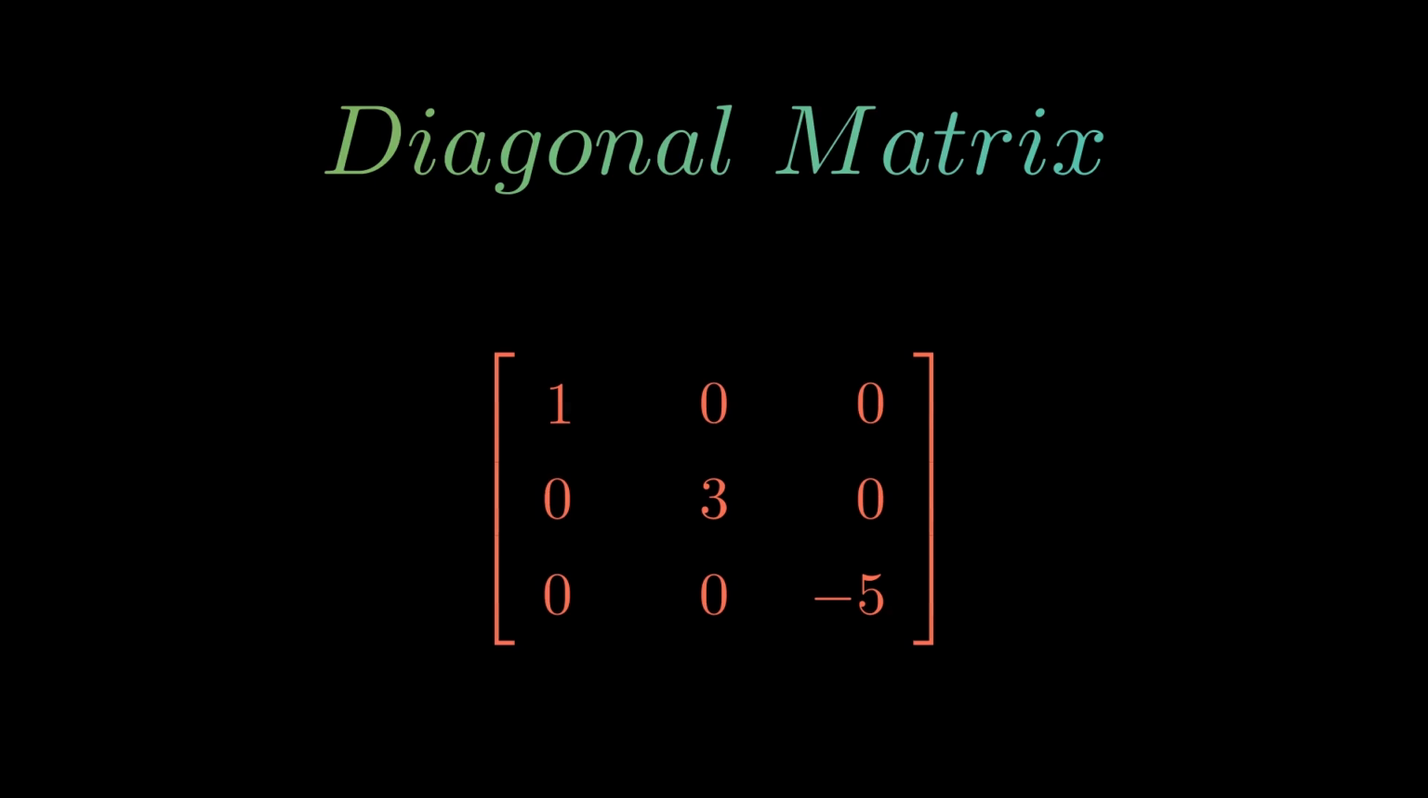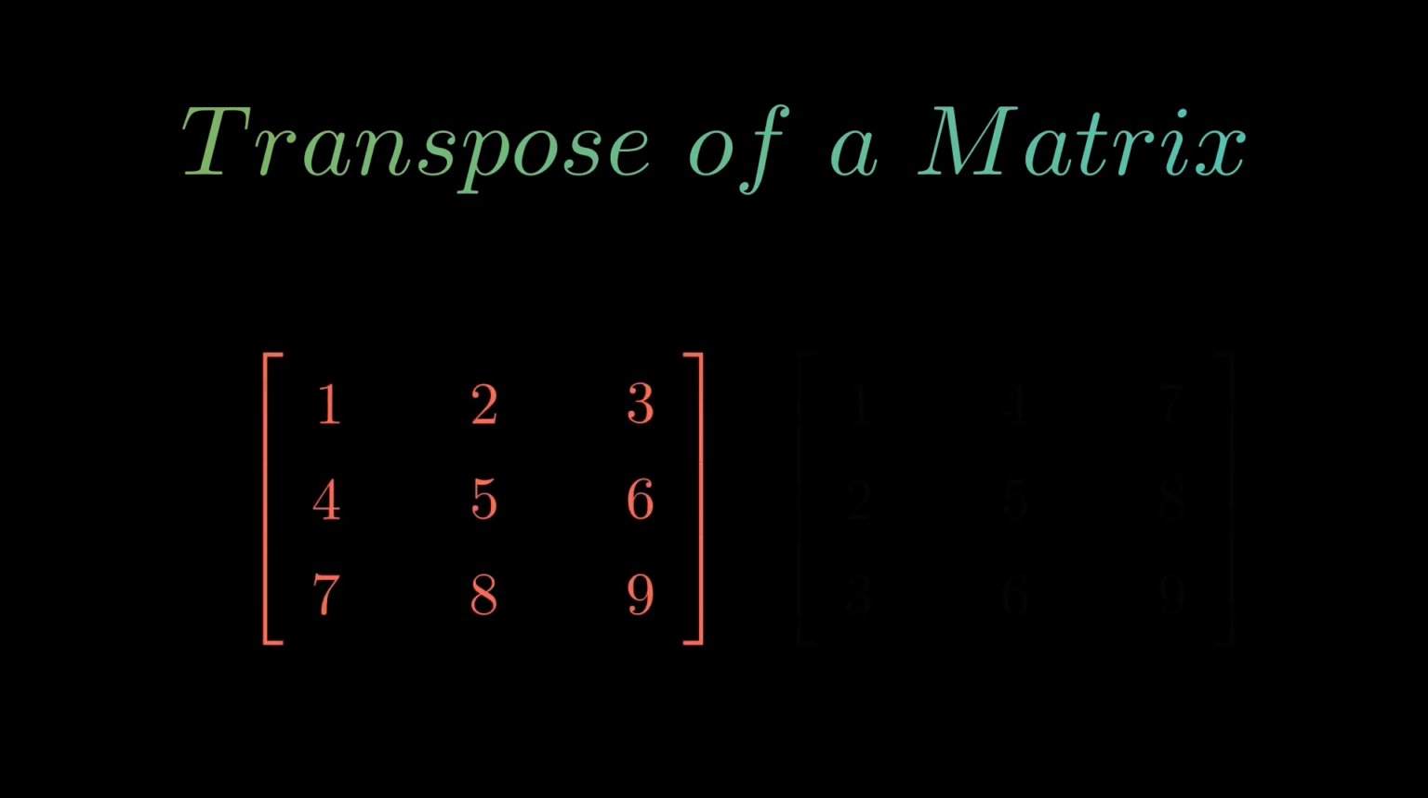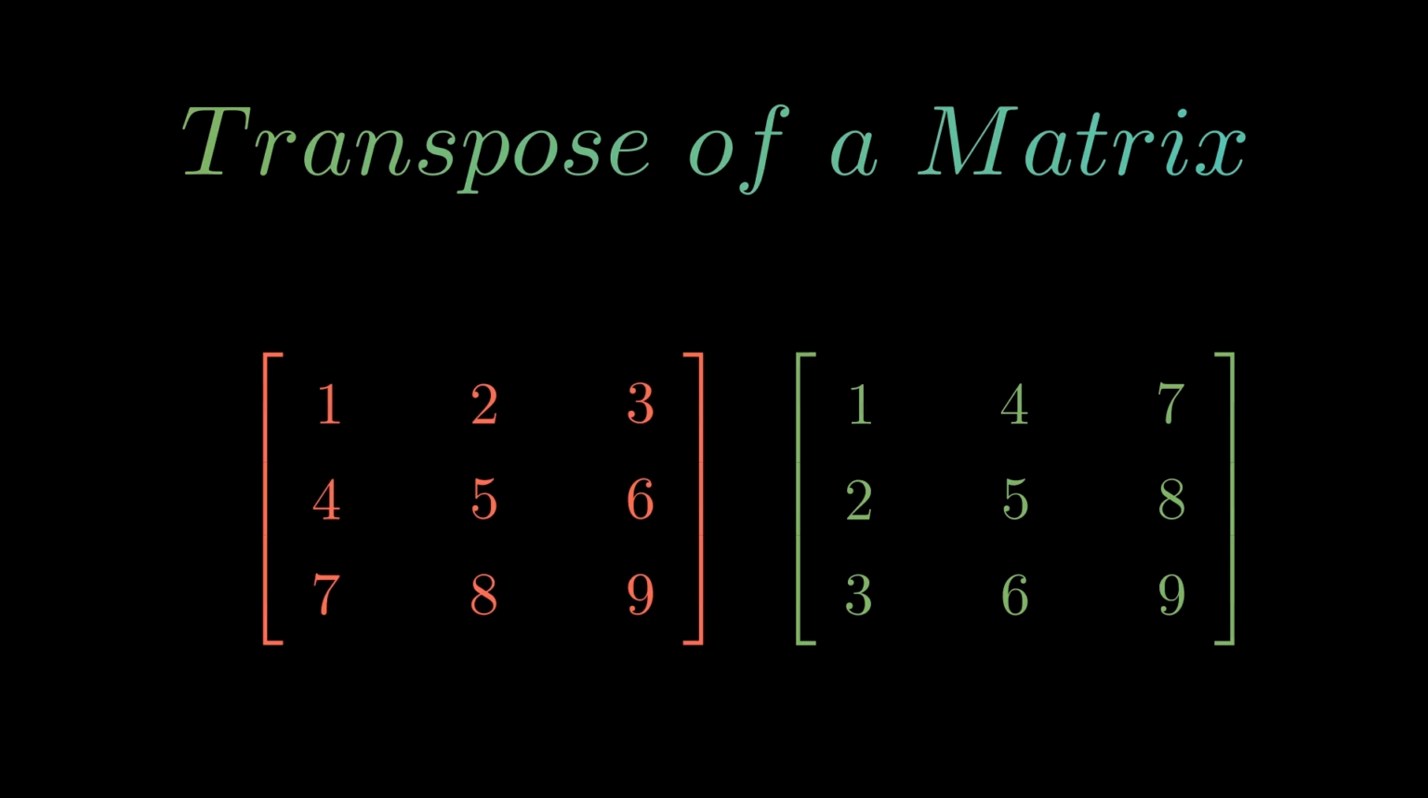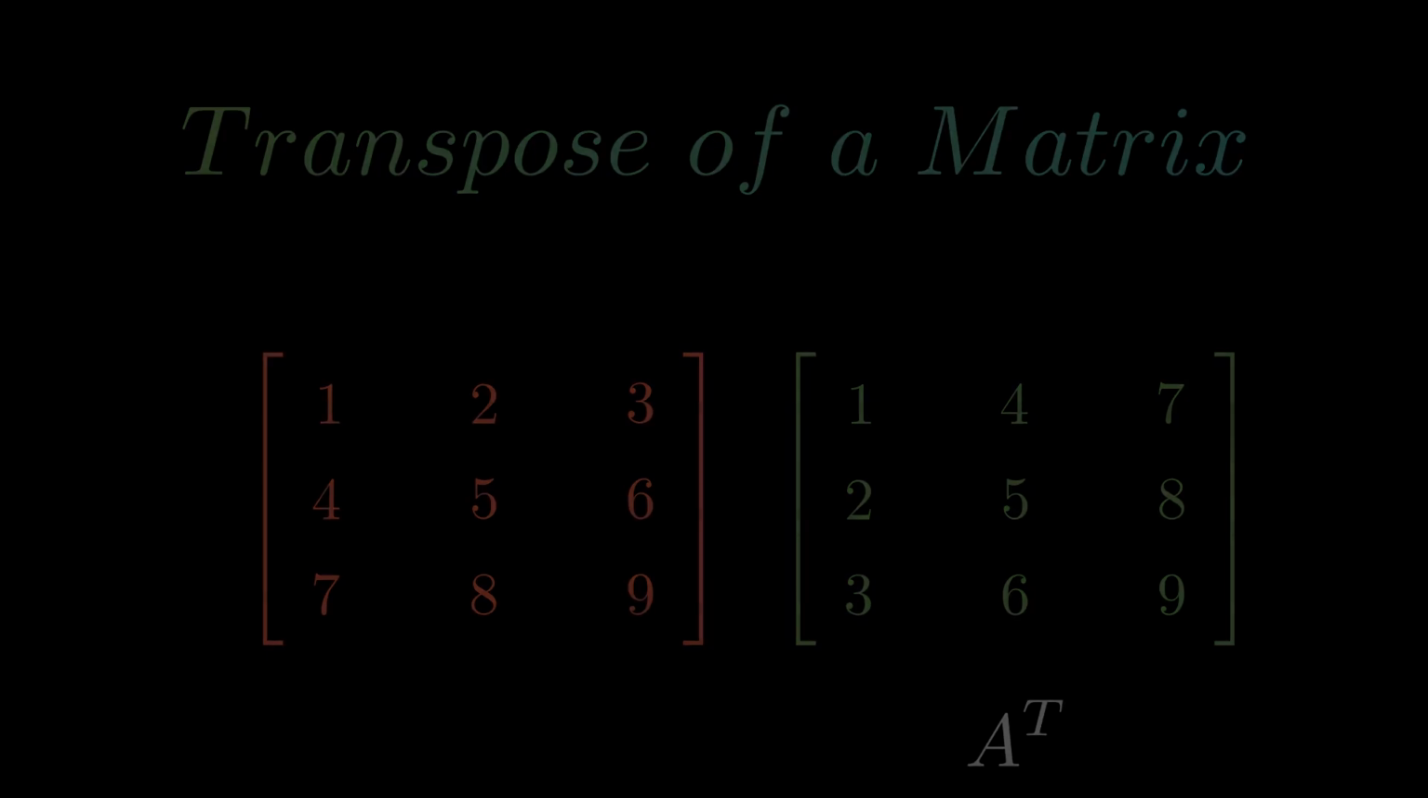Before we continue, let's quickly review the transpose of a matrix. The transpose is obtained by swapping the rows with columns. For example, if we have this matrix, its transpose would be something like this. The rows and columns got swapped. Note that the transpose is denoted by the letter T. This will be useful in understanding some of the upcoming matrices.